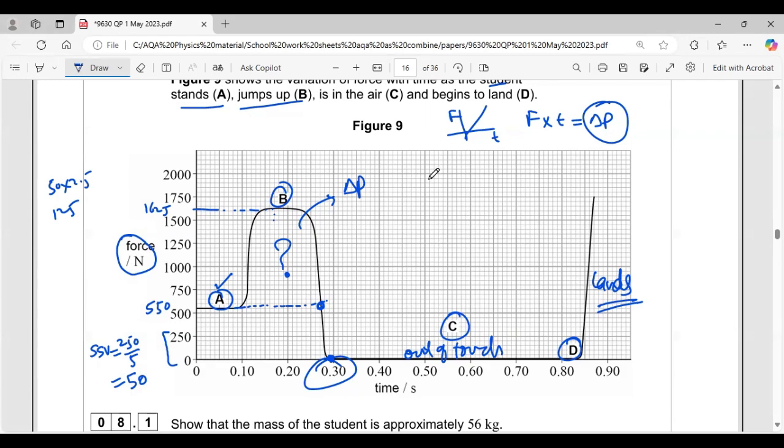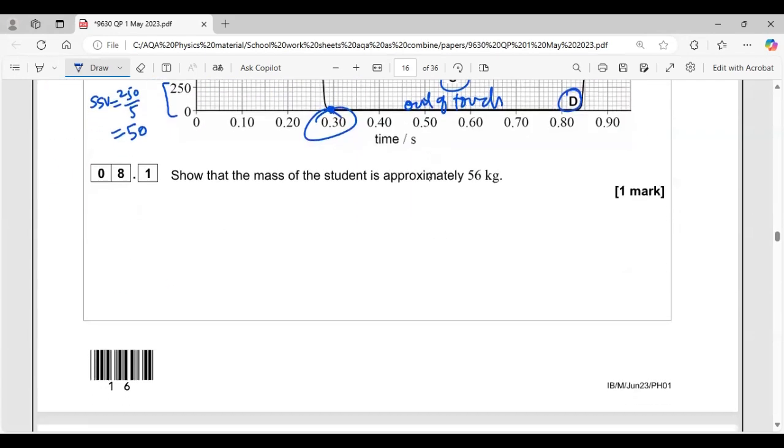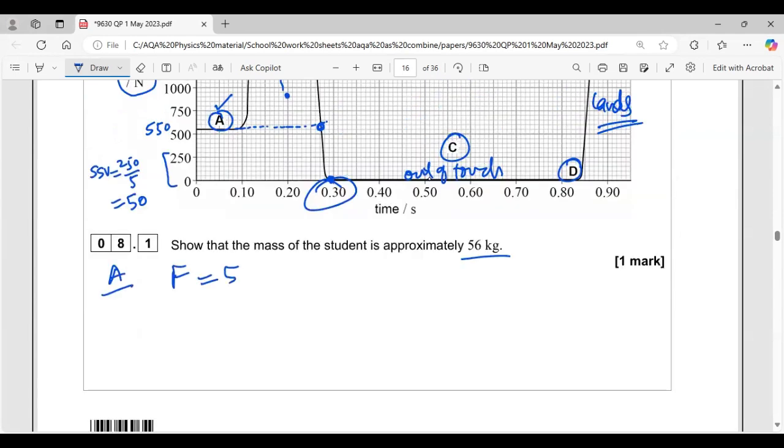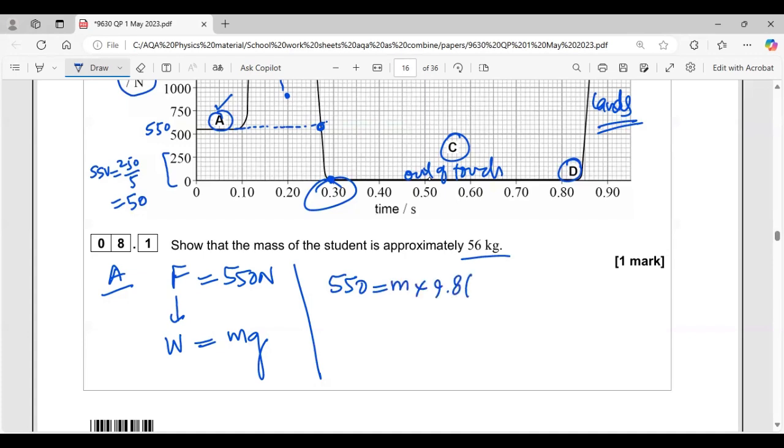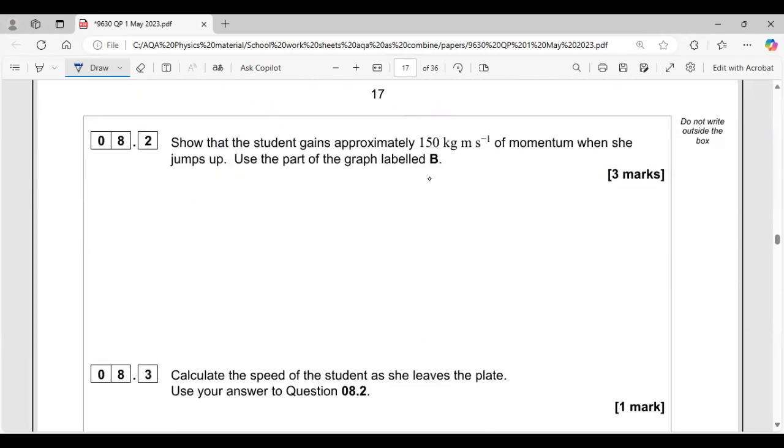Okay, so first thing is you have to understand the question very carefully. You have to show that the mass of the student is approximately 56 kg. So that we will take from A, as the force is 550 newtons. So you would say this force is her weight, and weight is mg. So you will say, okay, it is 550 weight, m you have to find, and this is 9.81. So you get this answer. So the approximate answer is 56 kg. Okay, let's move to the next thing.